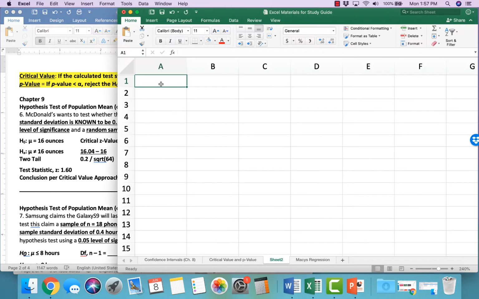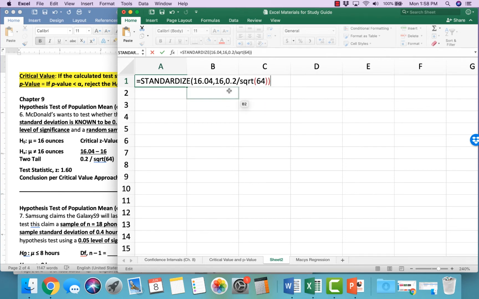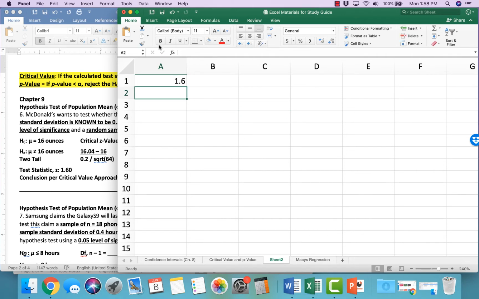Now, if you'd like to do that with Excel, we will use this STANDARDIZE formula. So I'll type in equals STANDARDIZE. The x, or the sample mean that I'm converting, is the 16.04. And then the mean is our hypothesized mean of 16 ounces. And then the standard deviation is going to be the standard error right here. So you can see I've put in the 0.2 divided by the square root of 64, just like I have here in the denominator of our formula. Close out parentheses, and then when I hit enter, I get 1.6 as my test statistic.